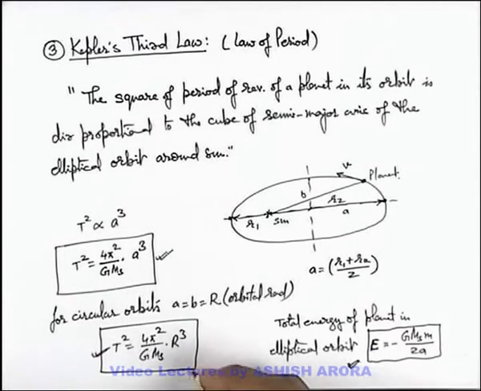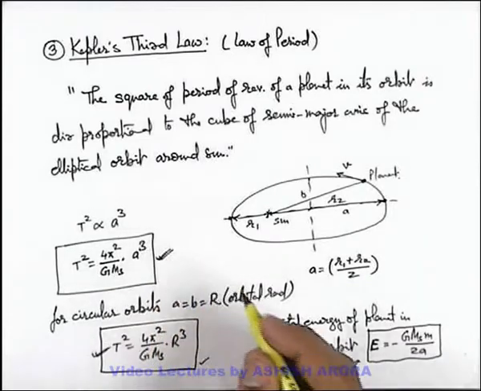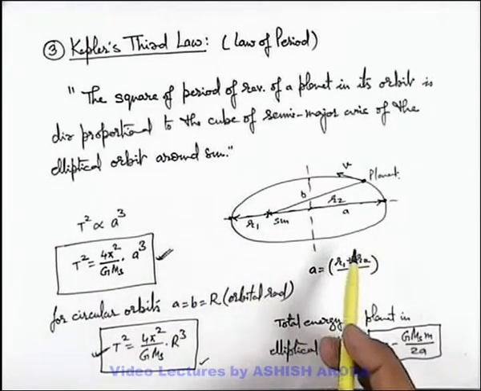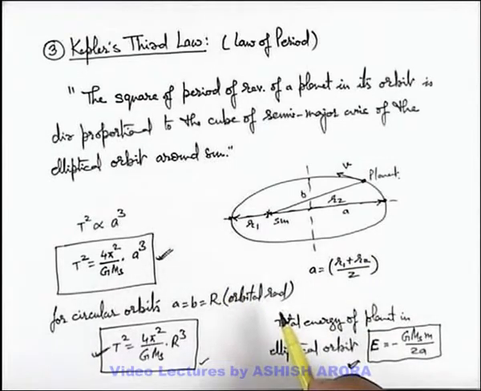So these are the expressions which are quite useful for mathematical analysis of planetary motion around Sun, and Kepler's laws formulate the most important basis for analytical calculation for planetary motion as well as for satellite motion.